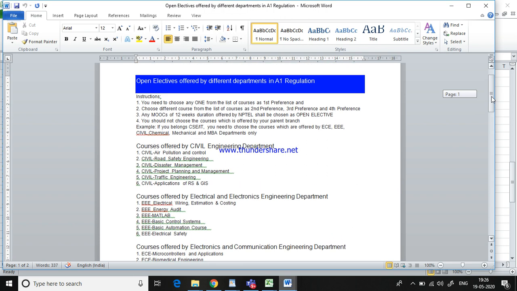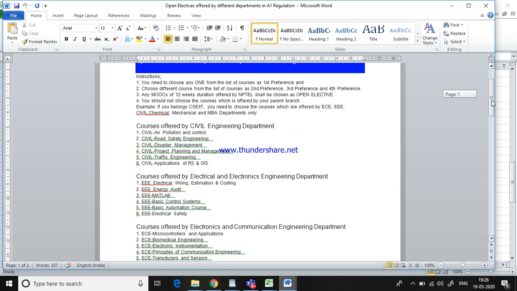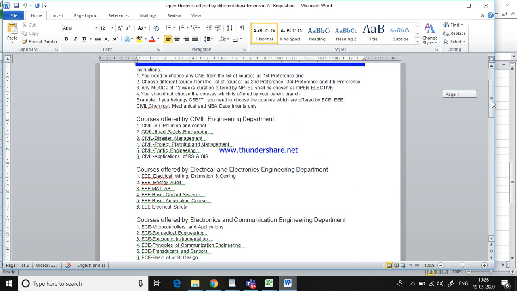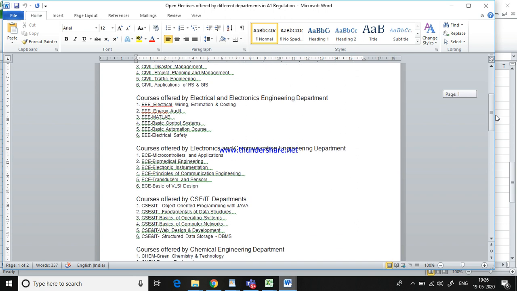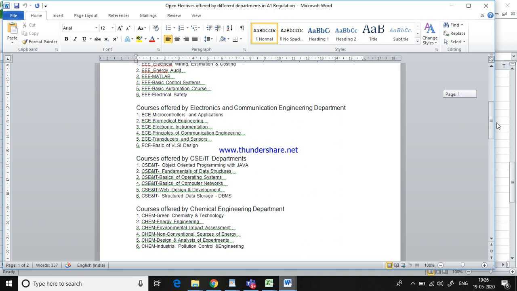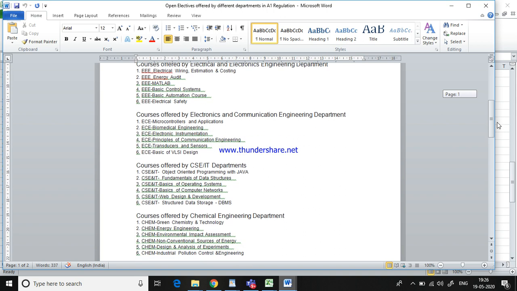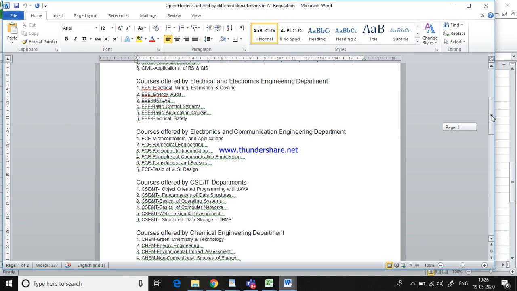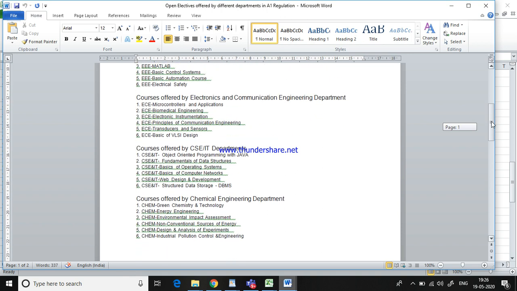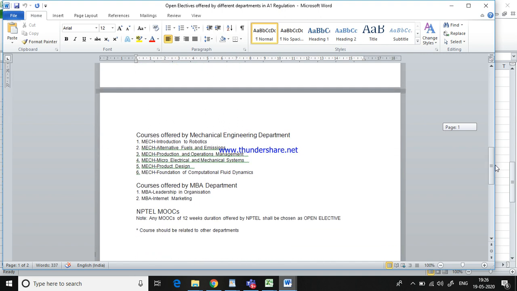These are the courses that are offered by different departments. Of course, depending on the availability of faculty and resources, only some of the courses might be offered. These are the courses offered by other departments: the Department of Electrical Engineering, Electronics and Communication Engineering, Chemical Engineering, Mechanical Engineering, and the MBA department.